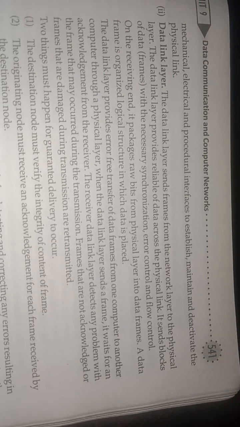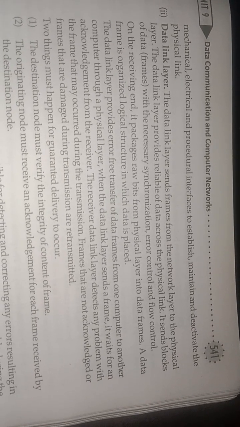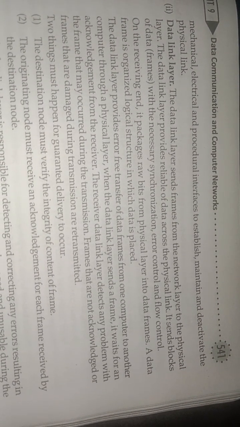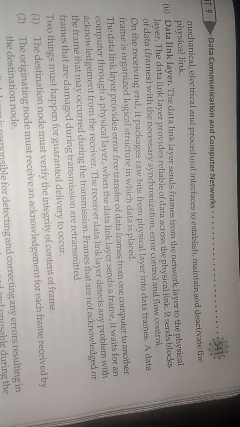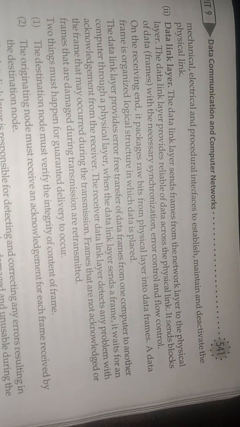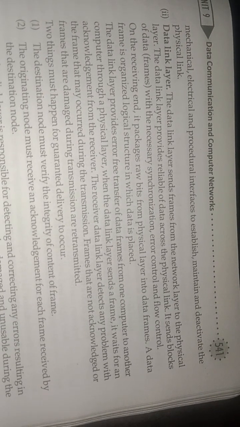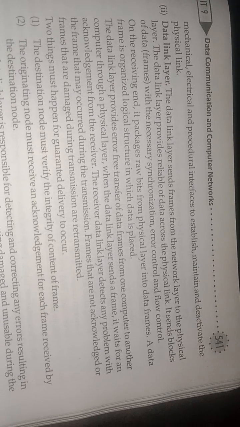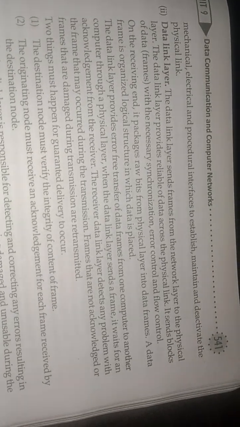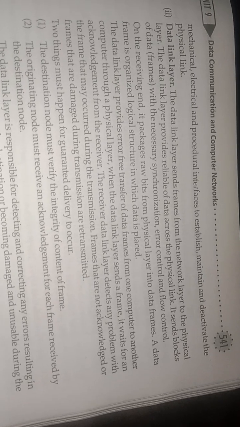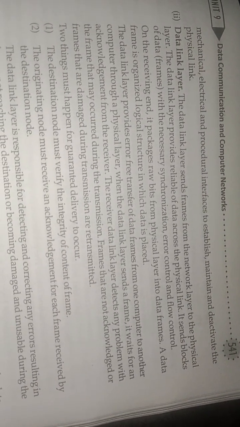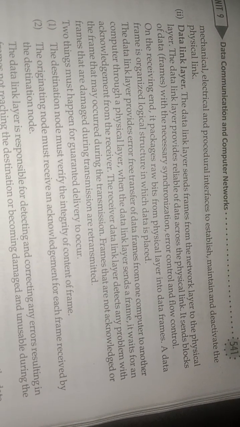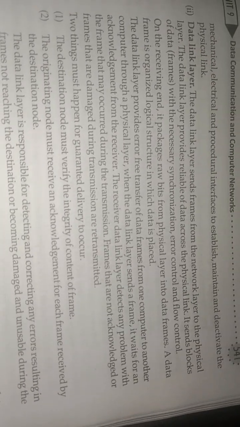Data link layer. The data link layer sends frames from the network layer to the physical layer. The data link layer provides reliable transfer of data across the physical link. It sends blocks of data, frames, with the necessary synchronization, error control, and flow control. On the receiving end, it packages raw bits from the physical layer into data frames. A data frame is a recognized logical structure in which data is placed.